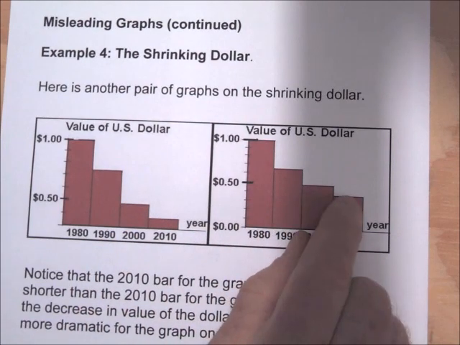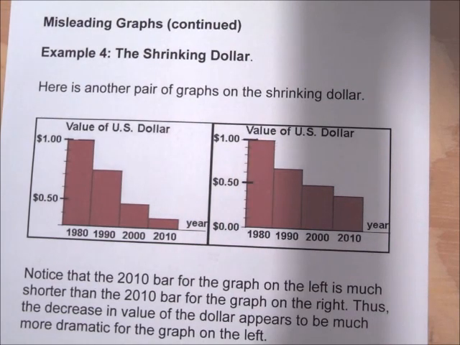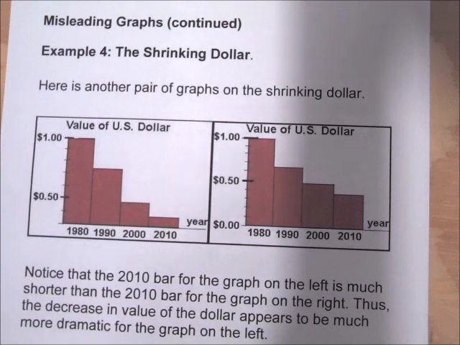But here you can see it more visually. Like this is 40 cents. It's almost half of the value of the 1980 dollar. So generally you should start your vertical scale from 0. It depends on the graph, but it can be misleading. The graph can be misleading if you don't set your vertical scale at 0.